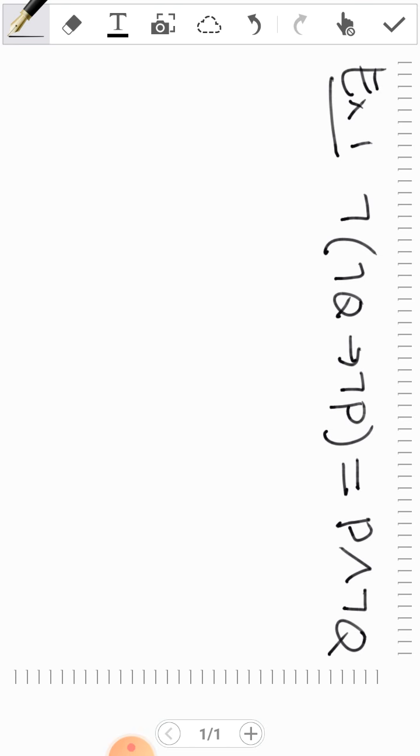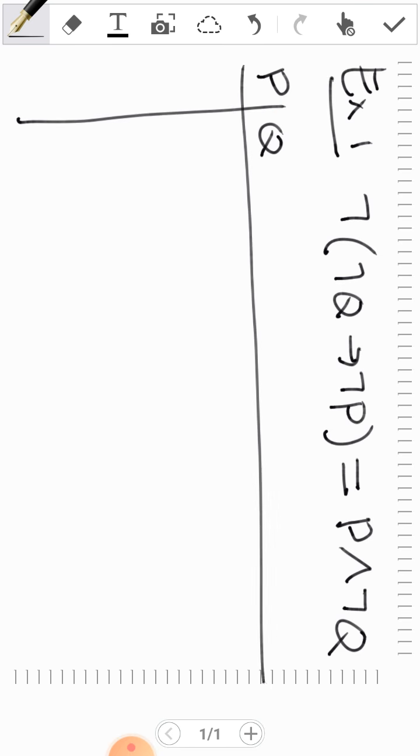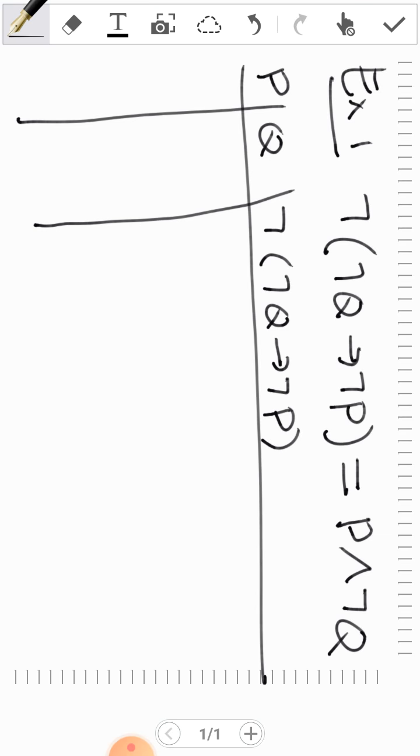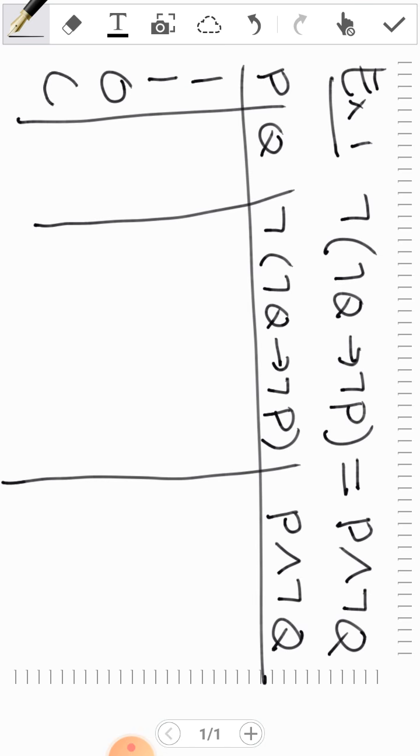Let's do this in two solutions. So the first one is using a truth table. We only have two propositions. So we have P and Q. Of course, the left side, we have not of not Q implies not P. And the right side is P and not Q. Two propositions, 1, 1, 0, 0 for P. For Q, alternate 1, 0, 1, 0. Okay.